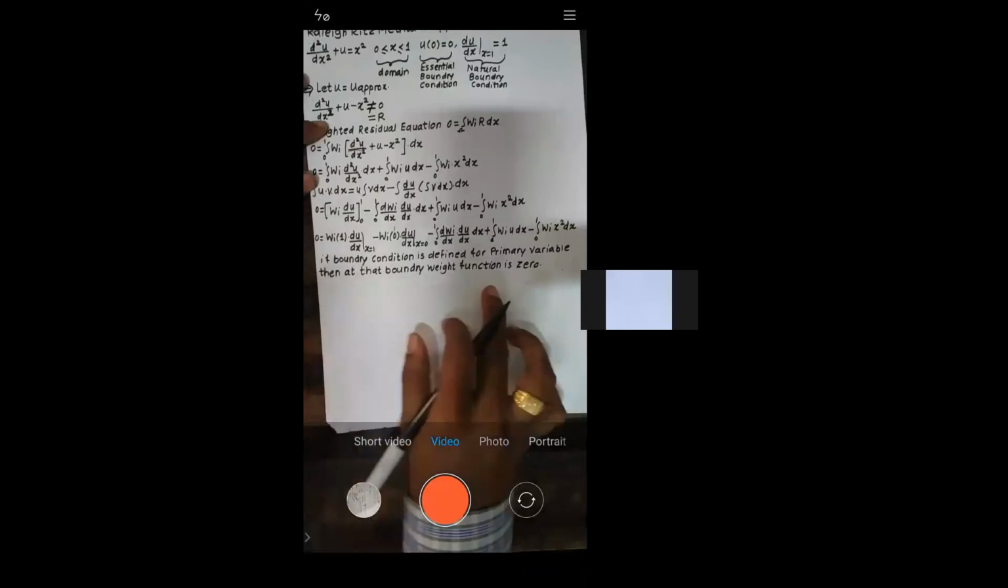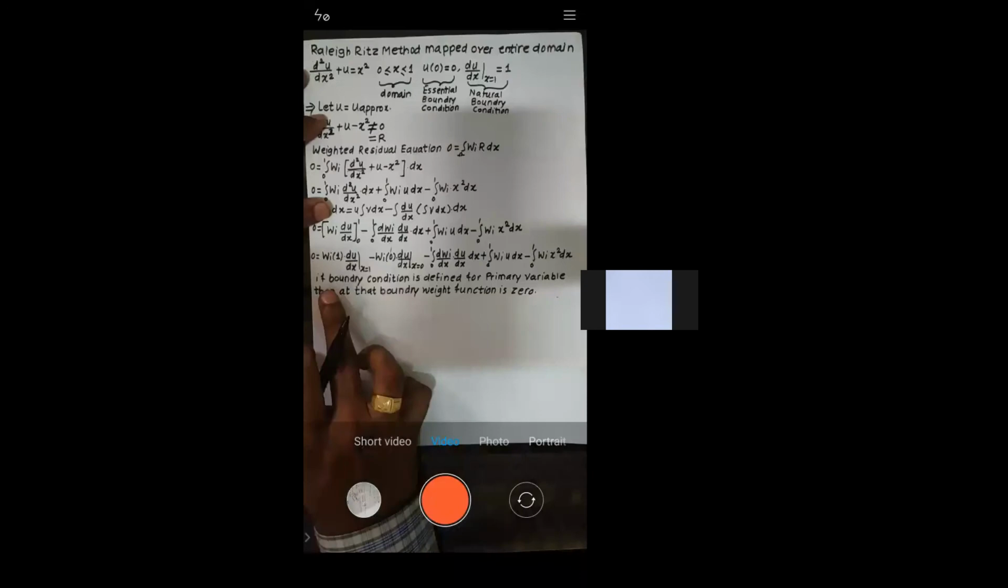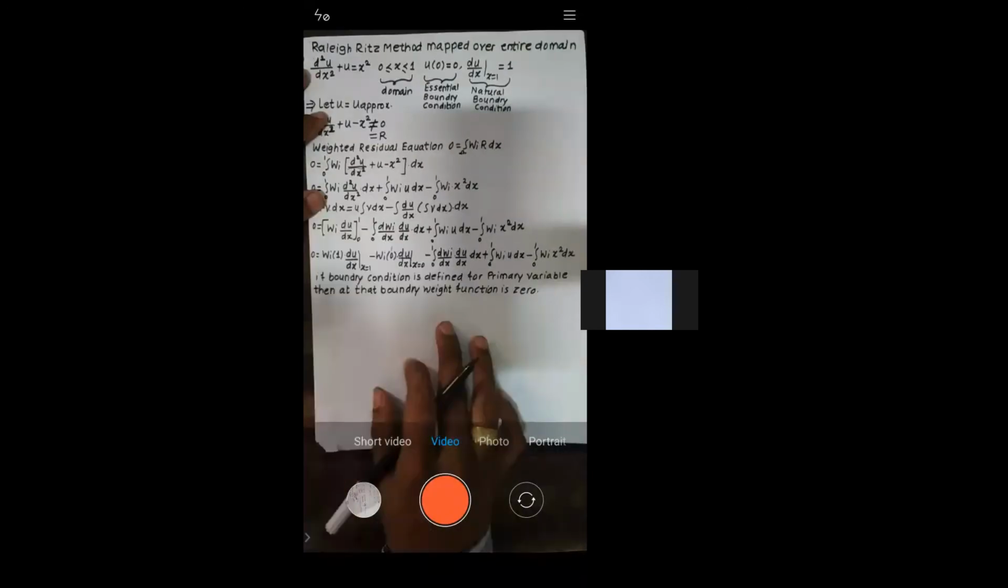Let me know, have I explained this to you in the last numerical or not? Yes, sir. What is written? If the boundary condition is defined for a primary variable, then at that boundary the weight function is 0.